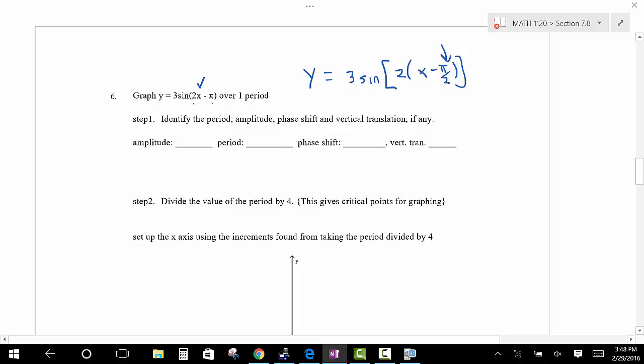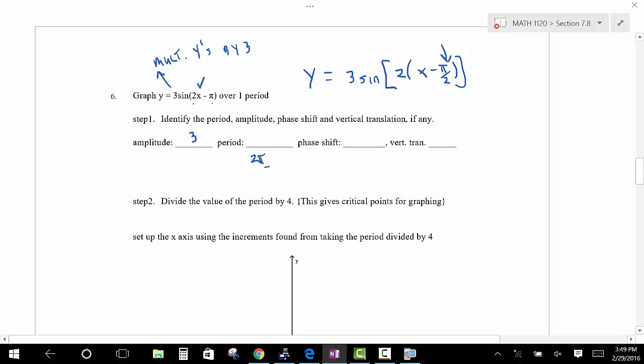Factored form done. What's the amplitude? 3. What does that do to the waves? Stretches this way, and that's going to multiply all the y values by 3. So that's what's going to happen. It's not a bad idea to put this in here. We know it's the amplitude, but what it does is it multiplies y values by 3 so they get bigger. That's why they stretch vertically. What's the period?